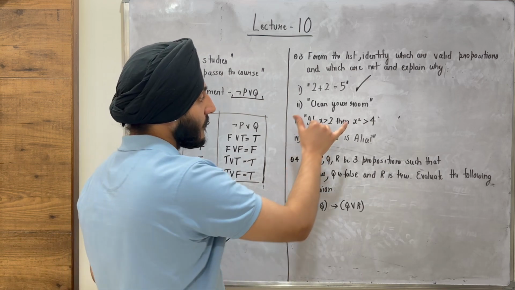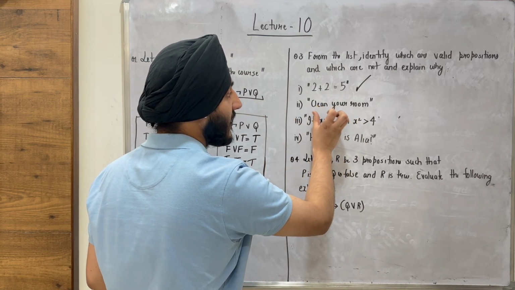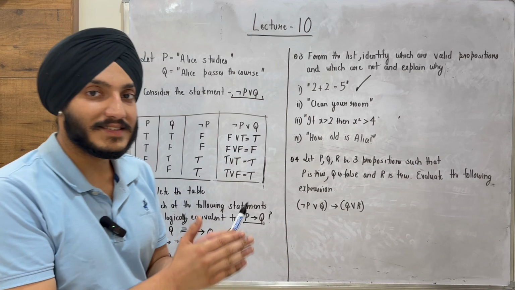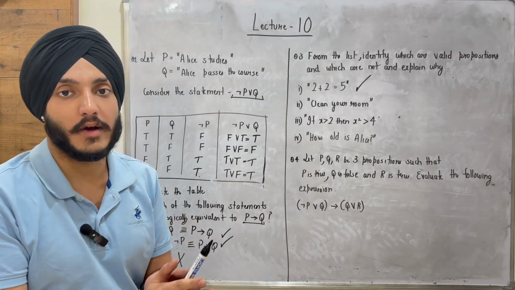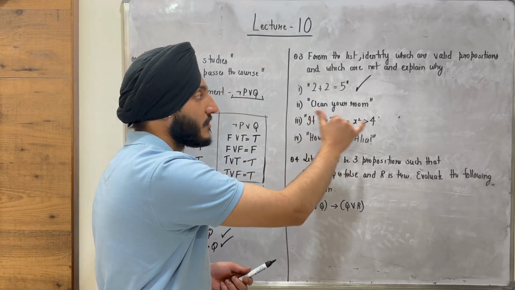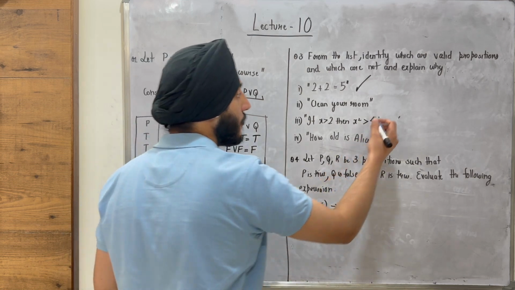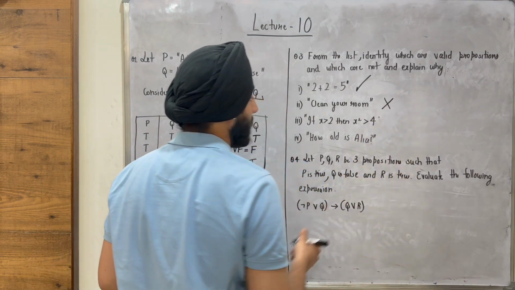Moving on, let's see what 2 means. It says clean your room. Now, clean your room, this sentence doesn't have a true or a false value. I cannot say that this is true or this is false. So this is not going to be a proposition in this case.